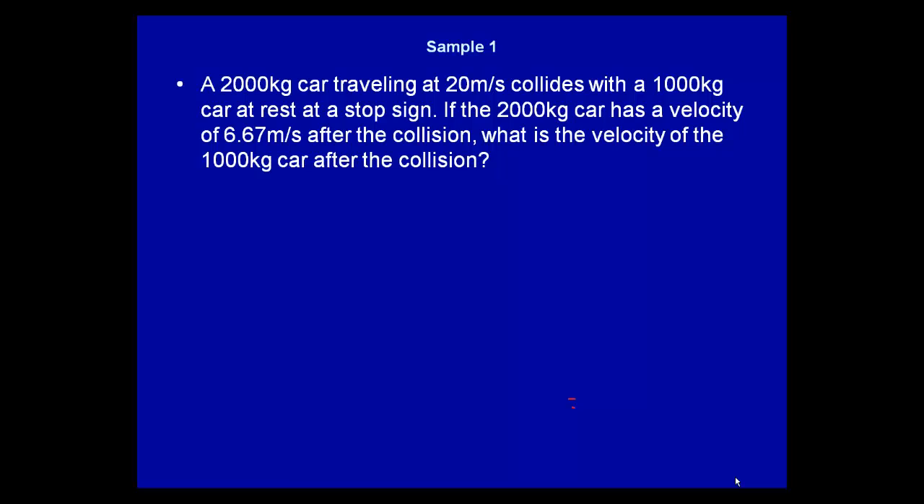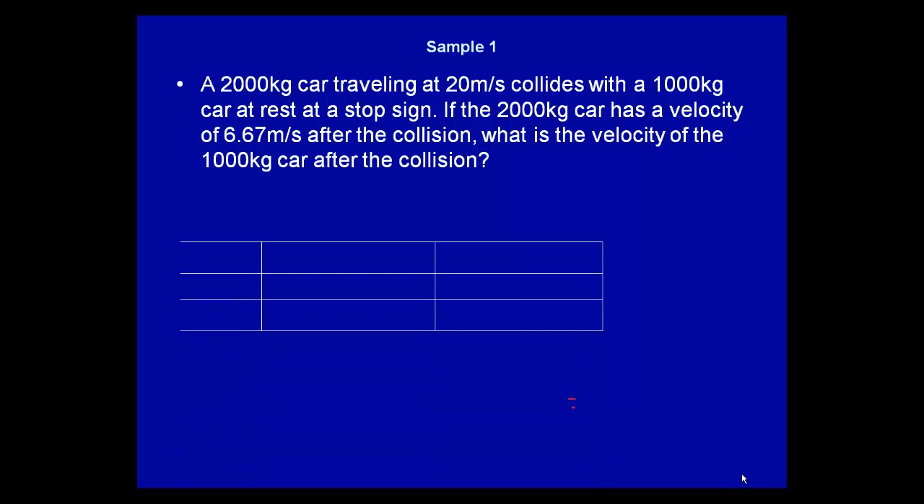So we have a 2,000 kilogram car traveling at 20 meters per second. It collides with a 1,000 kilogram car at rest at a stop sign. If the 2,000 kilogram car has a velocity of 6.67 meters per second after the collision, what is the velocity of the 1,000 kilogram car after the collision? So kind of a straightforward collision problem. We have a car that's moving very fast that collides with a stationary car. The moving car continues to slide, but at a slower speed. It lost momentum to the other car. So let's go ahead and look at it.